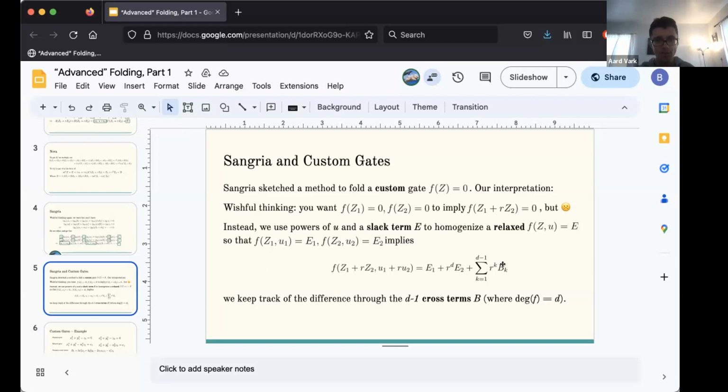We can come back to this in the questions, but this bit of algebra lets you handle f of some linear combination at the cost of adding this homogenizing scale factor u, and throwing in a handful of error terms, or cross terms b_k, where the number of cross terms is one less than the degree of your polynomial. We've been looking at quadratic polynomials f, so you have one cross term, but as the degree of the polynomial goes up, you have to deal with more and more cross terms.